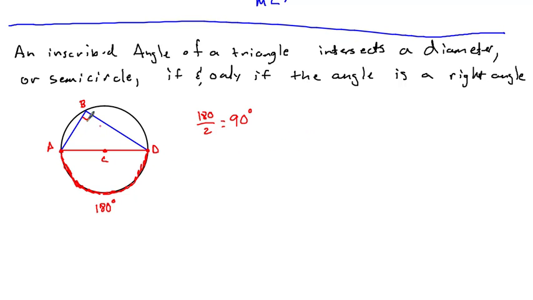Okay, so when you see a picture like this with a right angle that hits a circle like that, it tells you that AD is a diameter and angle B is a right angle. Okay, so you may not see the right angle, you may just know that's a diameter. Or you may not know it's a diameter, but you may see the right angle. And both of those tell you that AD is a diameter and angle B is a right angle.